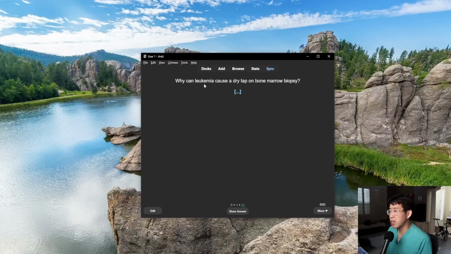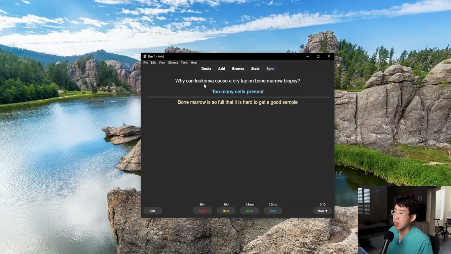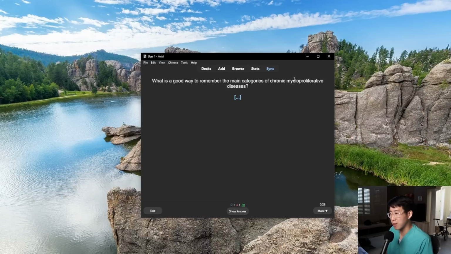Why can a leukemia cause dry tap on bone marrow biopsy? Leukemia, aren't we expecting a ton of cells present? So shouldn't you see a bunch of blasts and things like that? Well, sometimes there can actually be so many cells in the bone marrow that it's really hard to get an adequate sample because there's too many cells present. So a dry tap on bone marrow biopsy does not necessarily mean you have an empty bone marrow or fibrosis or myelofibrosis, things like that. It could still be leukemia.